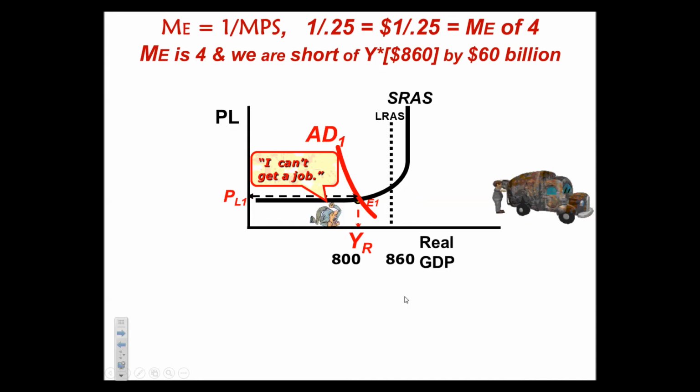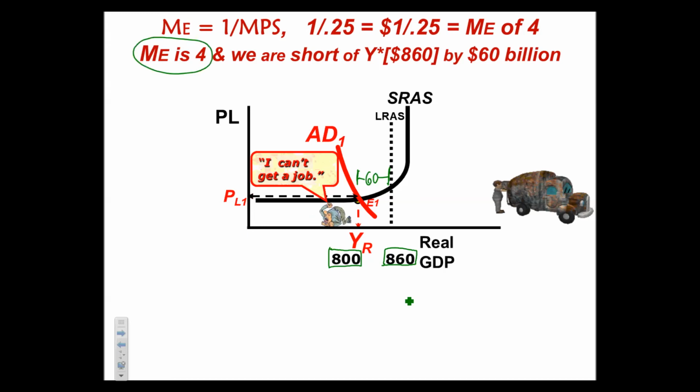Okay, if the expenditure multiplier is 4 and the economy is in a recession, and the recession means that we are $60 billion short of full employment. So let's double check these. It says here that the full employment level of GDP should be 860. The current recessionary level is 800. That means there's a gap from here to here of $60 billion. Okay? So how do we close that gap using government spending if the expenditure multiplier is 4?